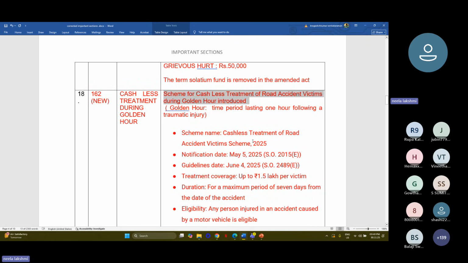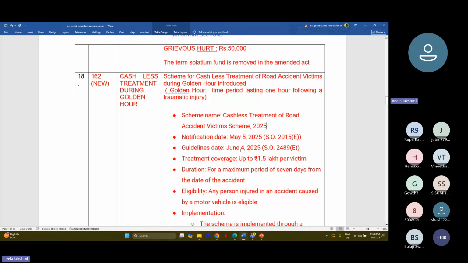Very recently, it was introduced, so it may be asked this year. The scheme name: Cashless Treatment of Road Accident Victim Scheme 2025. Even though it found a place in the 2022 amendment, only now it is implemented. Notification date: May 5th, 2025. Guidelines date: June 4th, 2025.